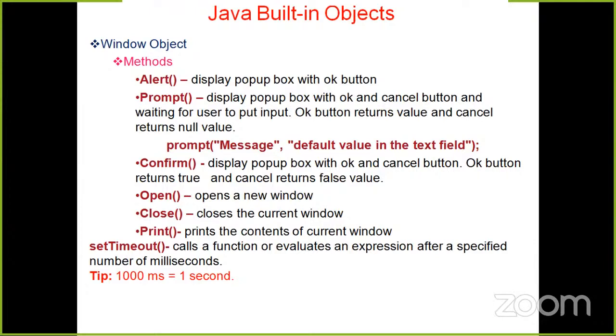So we learn one by one. Alert only displays the pop-up with the OK button. We already saw it. Then prompt is used as a message box along with taking input from the user. It displays two buttons, OK and Cancel. If you click on the OK button, it accepts whatever values you entered in the text box. If you click Cancel, it automatically returns the null value.